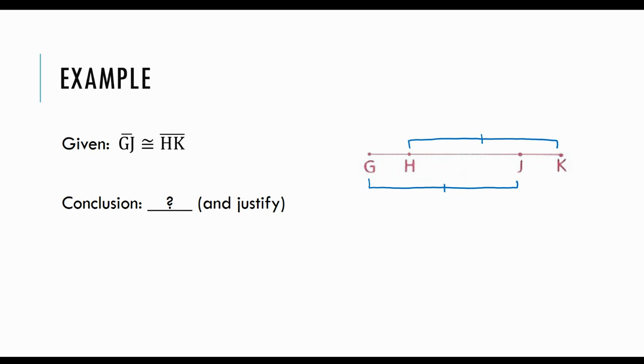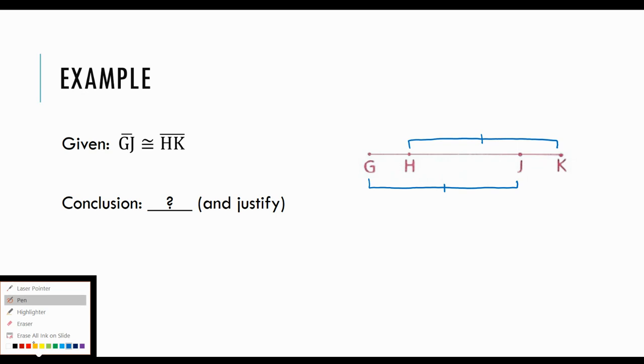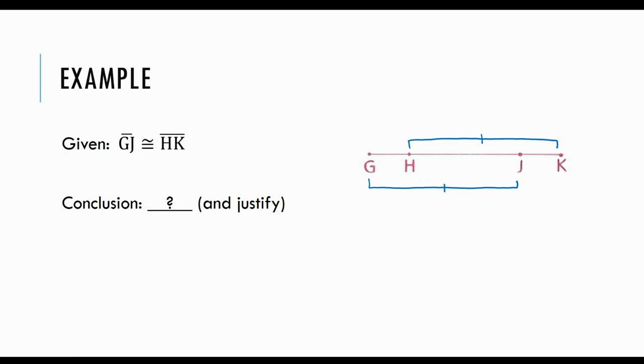So anytime we are given a set of congruent pieces, what I notice about this picture is that there happens to be a place where those two congruent segments overlap. Notice that this segment of HJ is shared between the two congruent pieces. And so when that is shared, think about it. If I was to remove what those two have in common, it's going to leave me with this segment of GH, and it's going to leave me with this segment of JK.